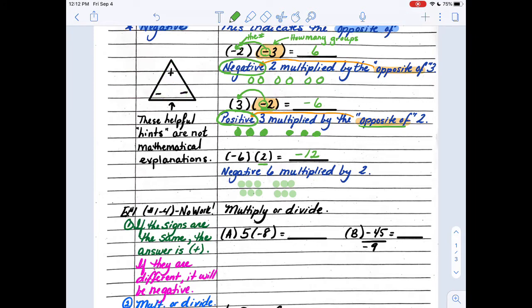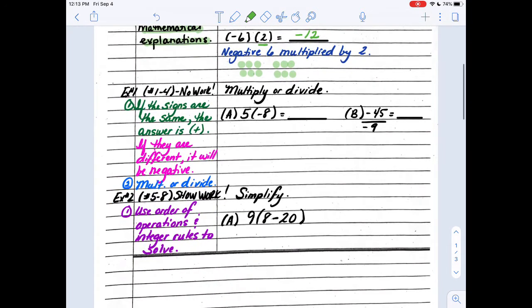I want you to know that these are helpful hints. These are not mathematical explanations, and we're going to be going over that in class. Looking at what you're going to be doing on our worksheets, though, is showing me that you understand the rules. If the signs are the same when you're multiplying or dividing, your answer will be a positive. If your signs are different, then your answer will be a negative.